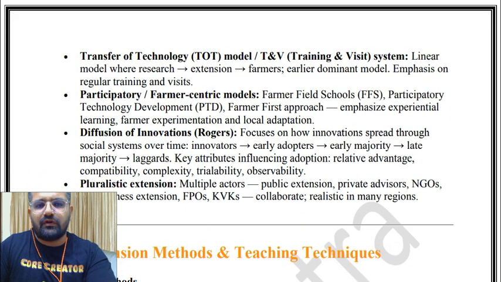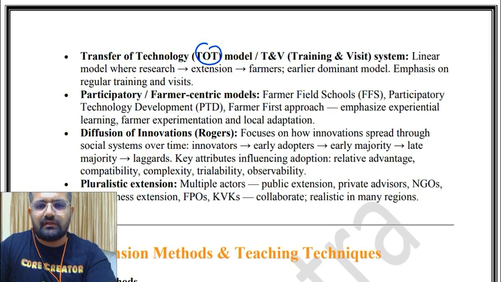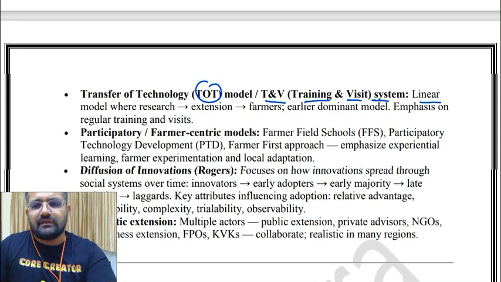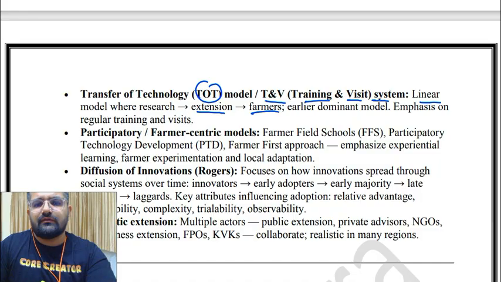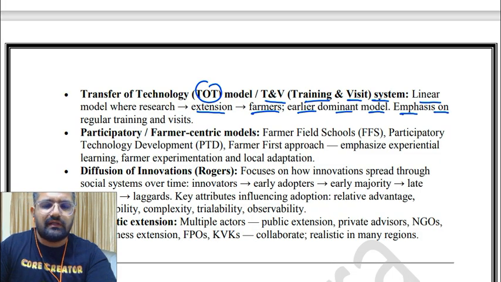So transfer of technology, that is TOT model, TNV that is training and visit system. So these system, then linear model where research, extension, farmers, earlier dominant model, emphasis on regular training and visits.